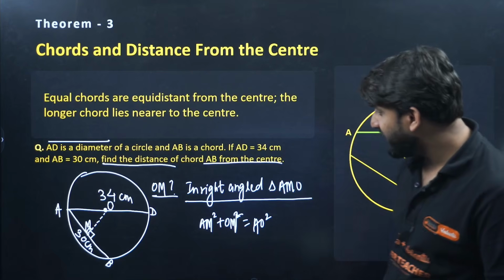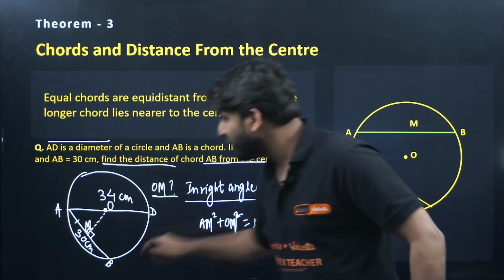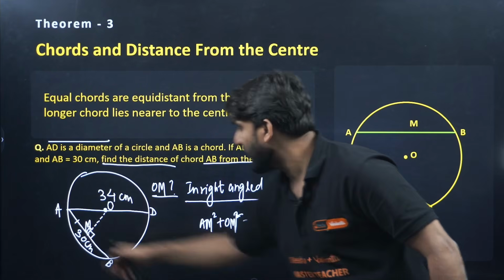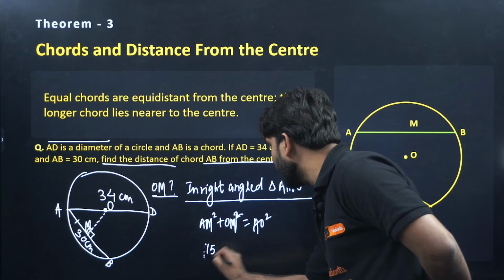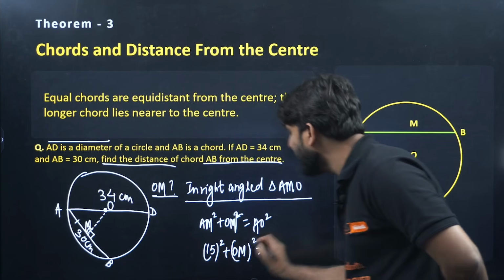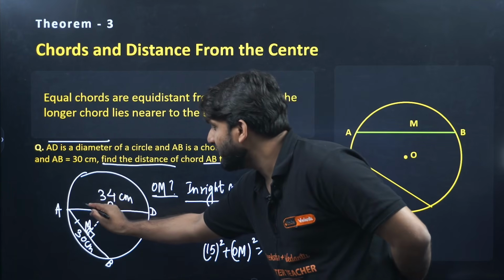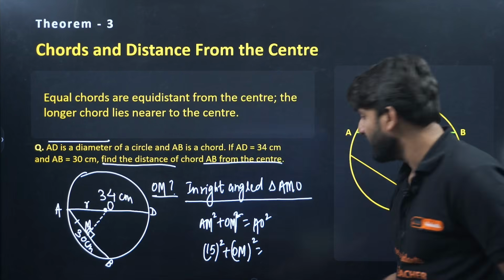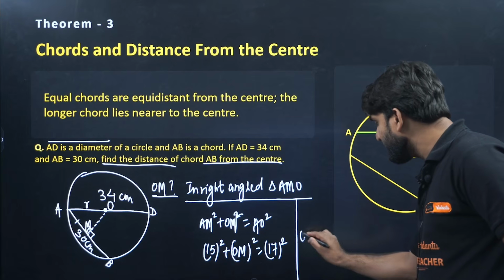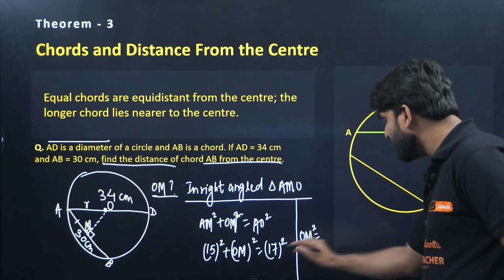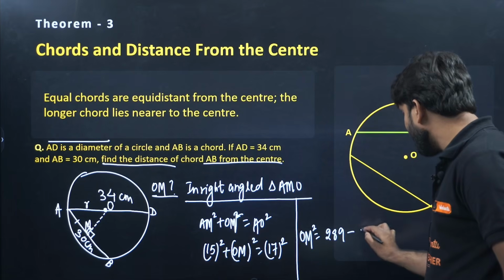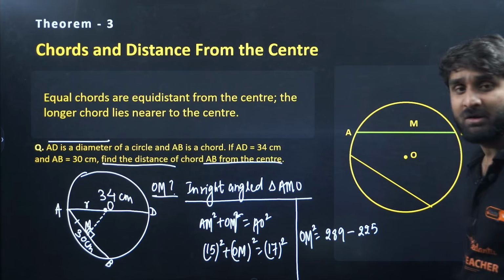So where is AM? AM will be half according to theorem number 1. AM is half of AB, so the entire AB is 30, so half will be 15. So we can put here 15 whole square, and we have to calculate OM, which is the distance of the chord from the center. And AO is the radius. Entire diameter was 34, so the radius has to be 17 square. So here OM square will be equal to 17 square, which is 289, minus 15 square, which is 225. So that will go to the right side, so it will be in subtraction.